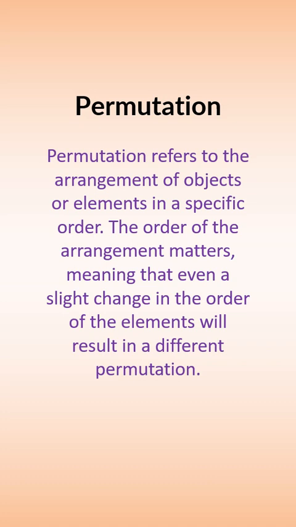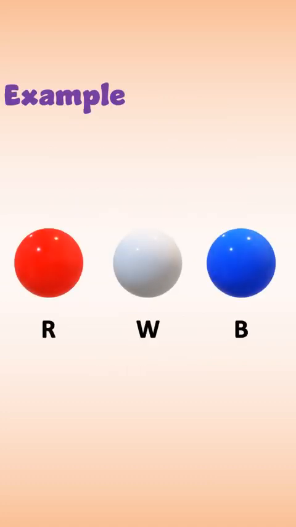Let's look at the permutation first. So, permutation refers to the arrangement of objects or elements in a specific order. The order of the arrangement matters, meaning that even a slight change in the order of the elements will result in a different permutation. Let's take an example to illustrate permutations.